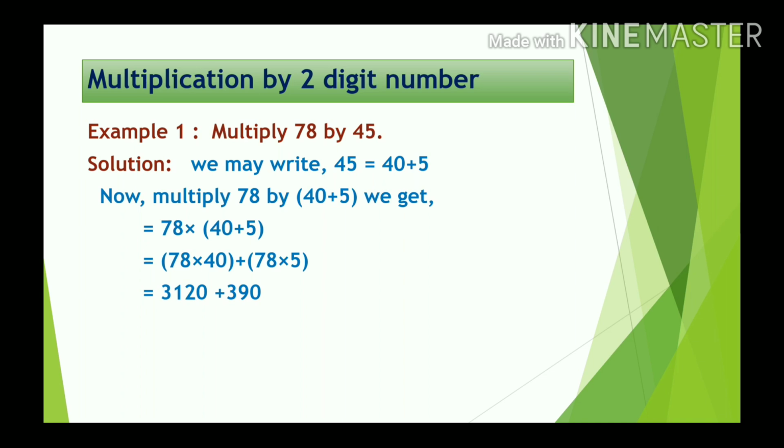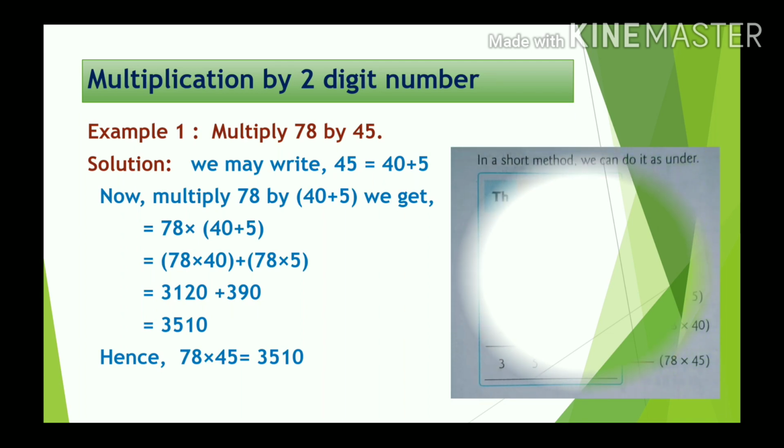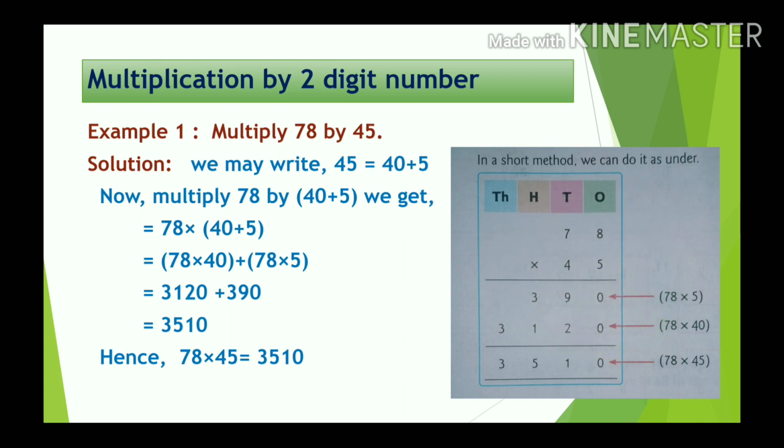So 78 multiply 40 is equal to 3120 and 78 multiplied by 5 is equal to 390. Now we have to add 3120 plus 390. So we get 3510. Hence 78 multiplied by 45 is equal to 3510. You can see in short method we can do it as under, column wise.